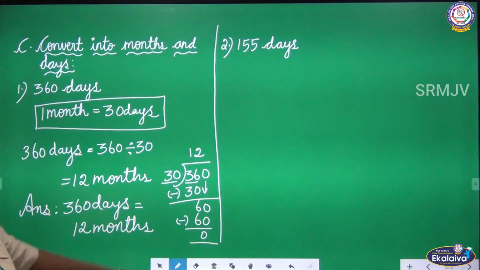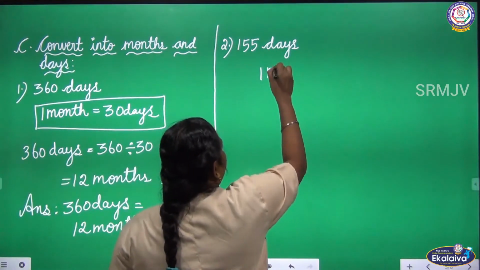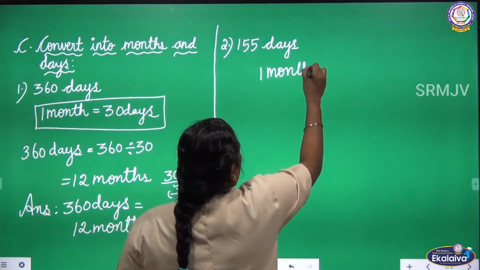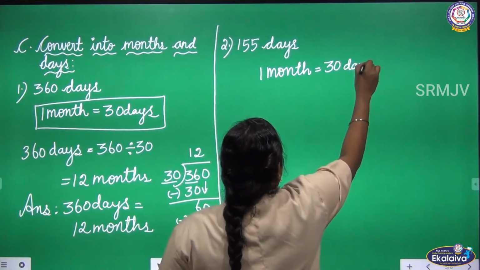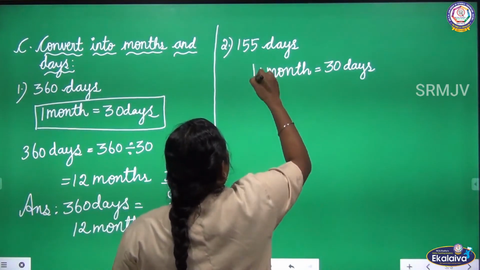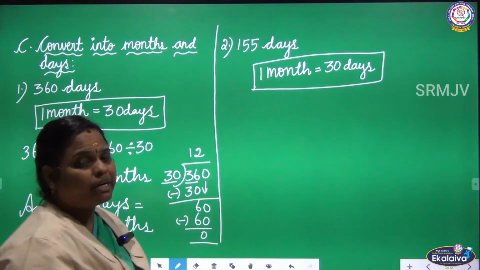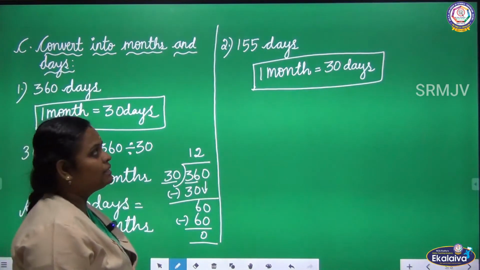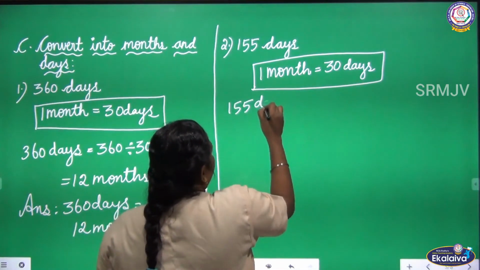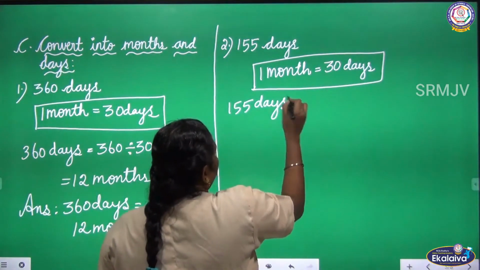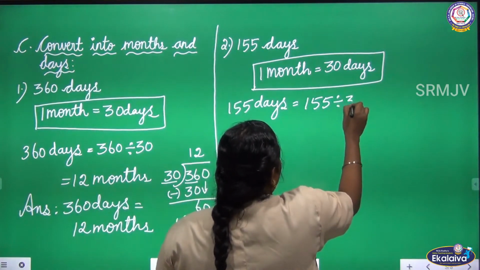So next one, 155 days. So 1 month equal to how many days? 1 month equal to 30 days. So we are going to convert 155 days into months. So what we have to do? We are going to divide it by 30. So 155 divided by 30.